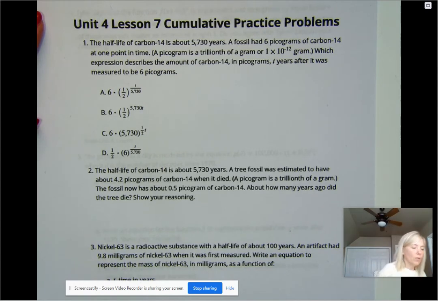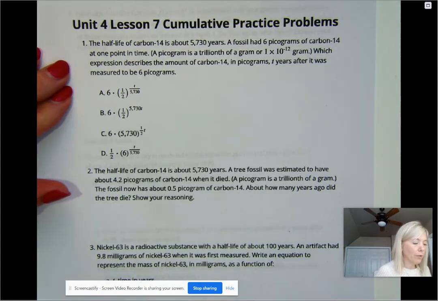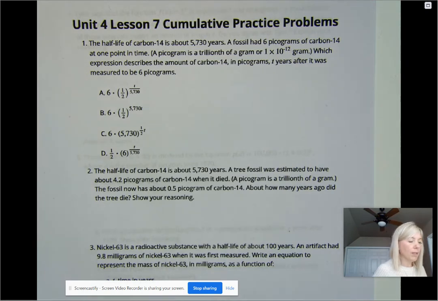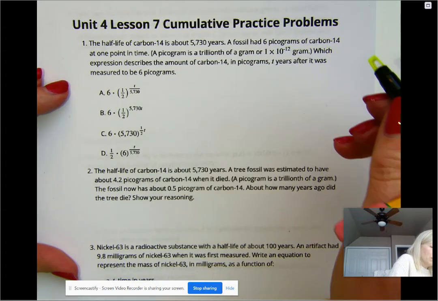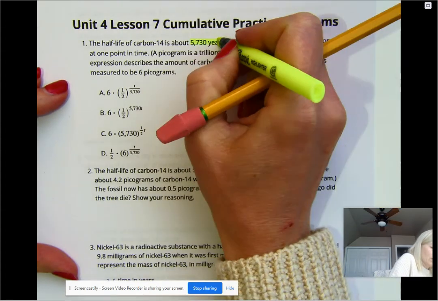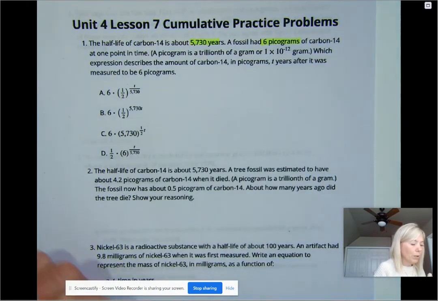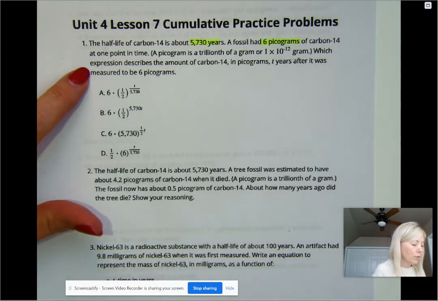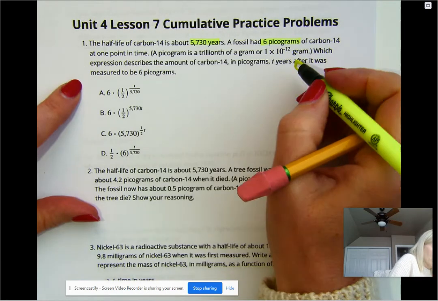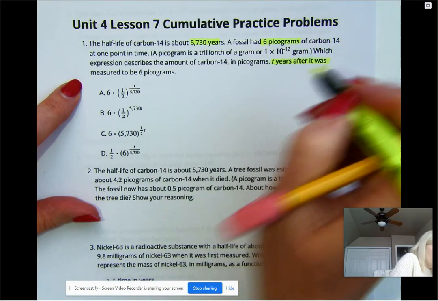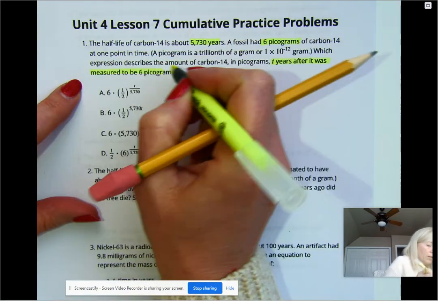So looking at number 1, the half-life of carbon-14 is about 5,730 years. A fossil had 6 picograms. Here's the half-life, and here's how much the fossil had of carbon-14 at one point in time, and that tells us what a picogram is. Which expression describes the amount of carbon-14 in picograms t years after it was measured to be 6? Okay, so t is going to be a measurement of just 1 year.